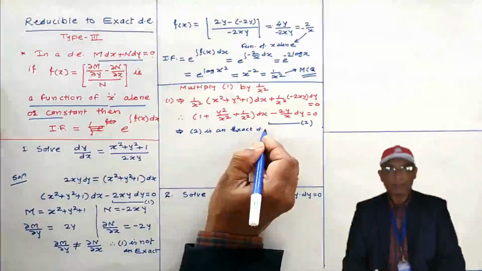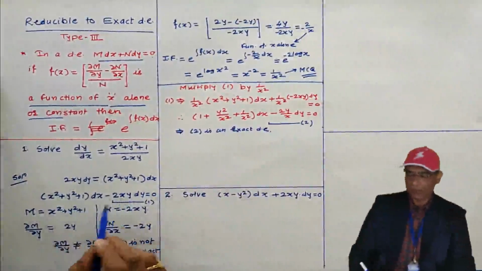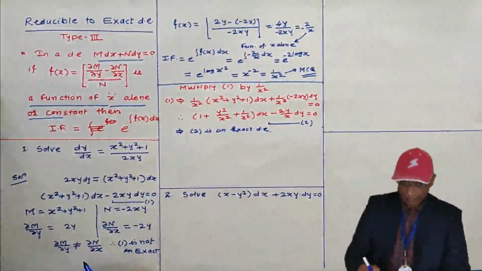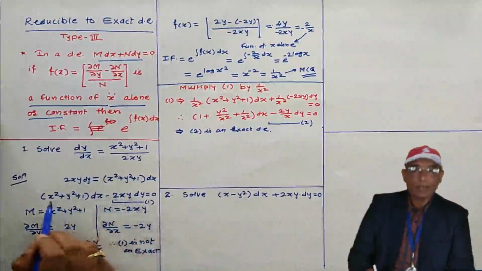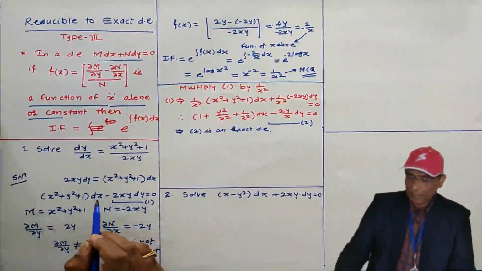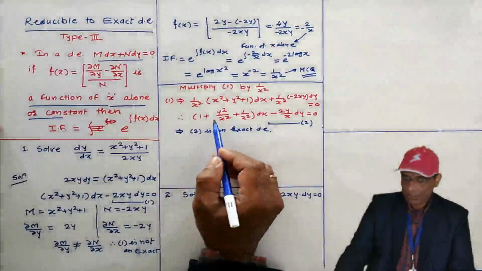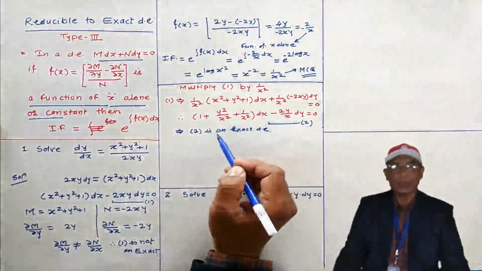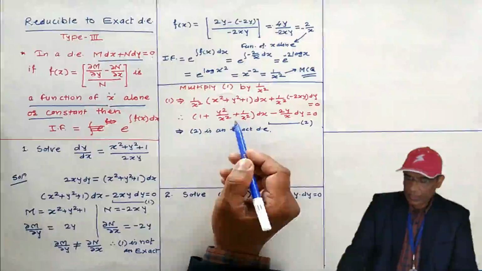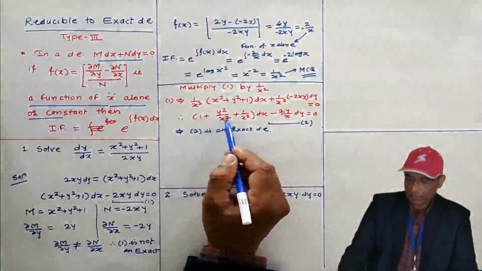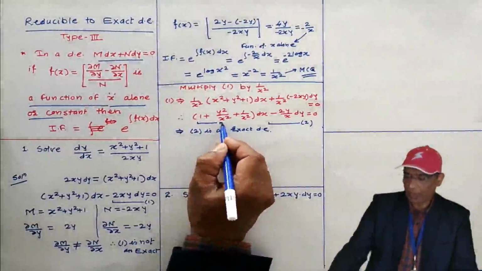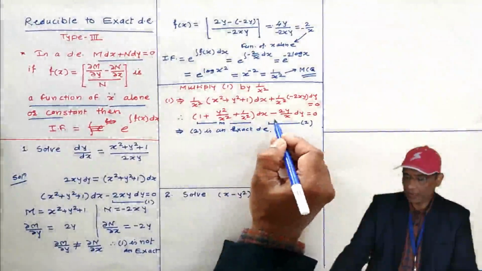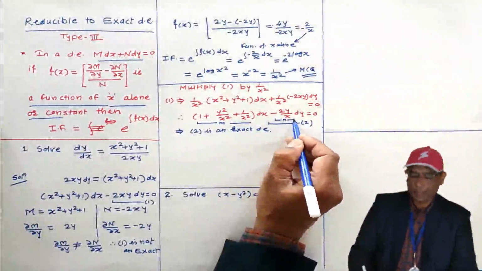See, this is not an exact differential equation. Del M by del y is not equal to del N by del x. But once you multiply the given equation by the correct integrating factor, the resulting differential equation will be an exact differential equation. You can check it. But see, this is M. I am calling this small m, and this is small n. Here capital M and capital N.